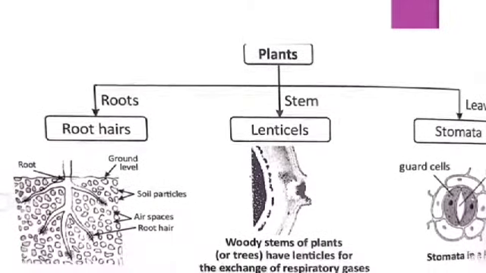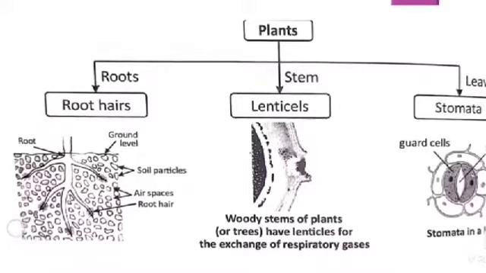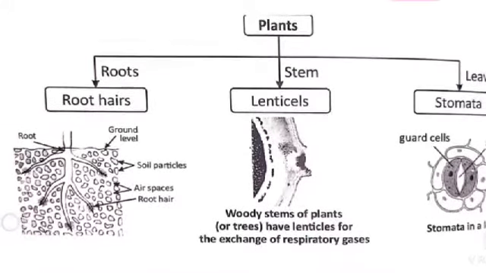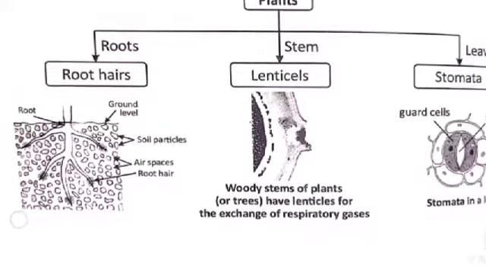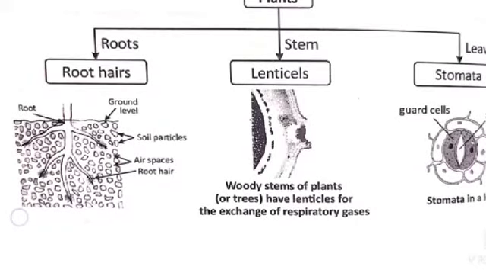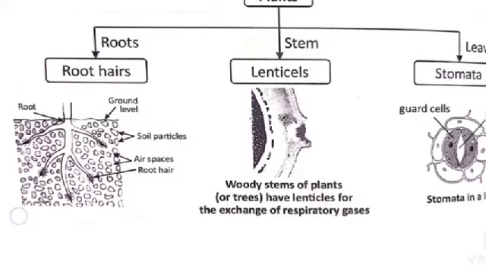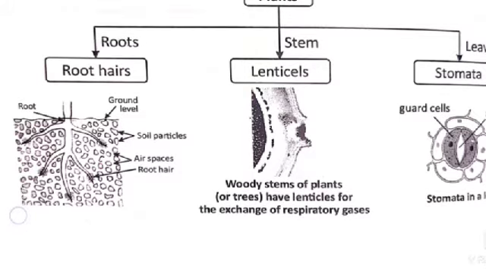The plant respiratory system is divided into three groups: root, which is called root respiration; stem, which is called lenticular transpiration; and leaves, stomata, which is called stomatal transpiration. The root has a large surface area for respiration. The air space is there, and the root hairs are present and respire.